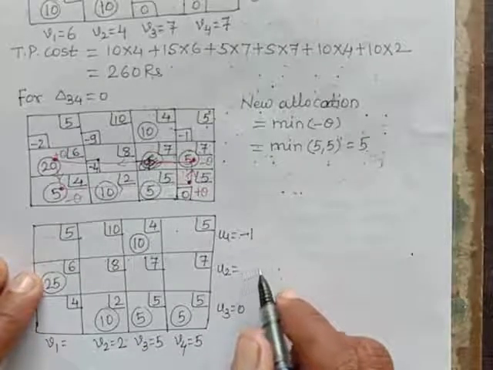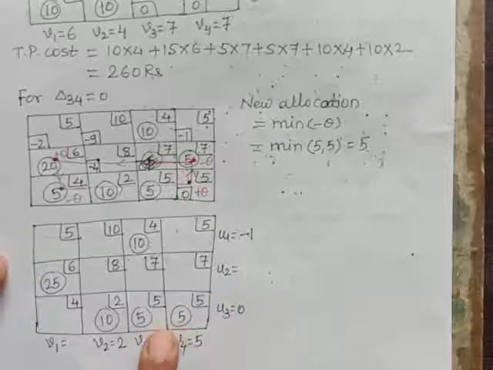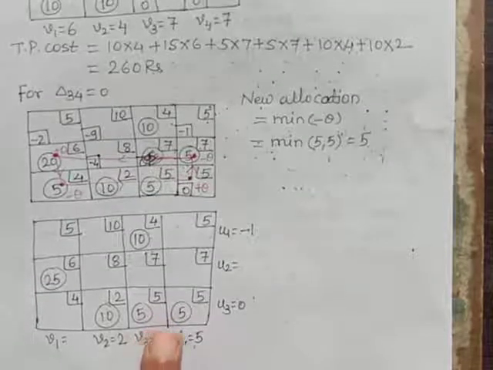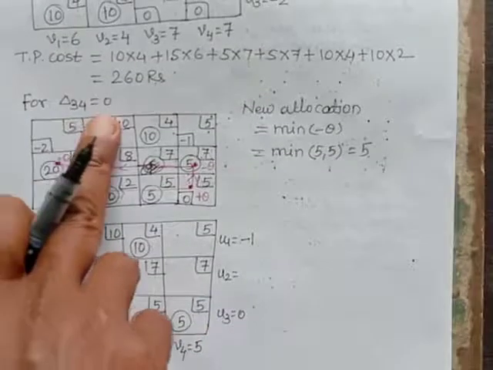So now why does this thing occur? But it is an alternate solution. This one also gives a TP cost of 260. You can check that part. But here what happened while finding this new alternate solution for delta 34 equal to 0?